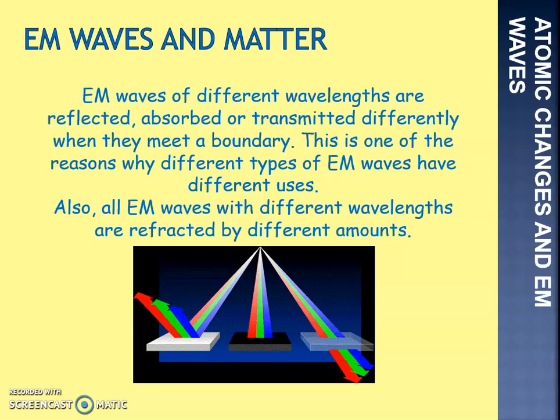Electromagnetic waves of different wavelengths will be reflected, absorbed, or transmitted differently when they meet a boundary, and this is one of the reasons different types of electromagnetic waves have different uses. All electromagnetic waves with different wavelengths are refracted by different amounts, so that will affect what happens as soon as they hit the boundary of a material.